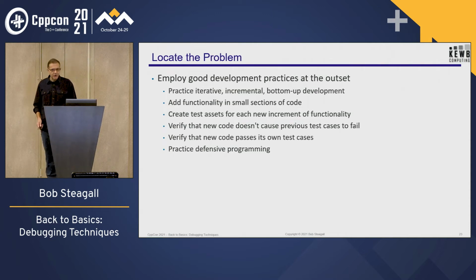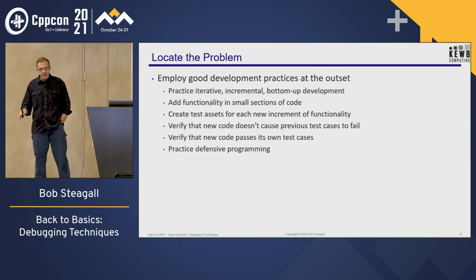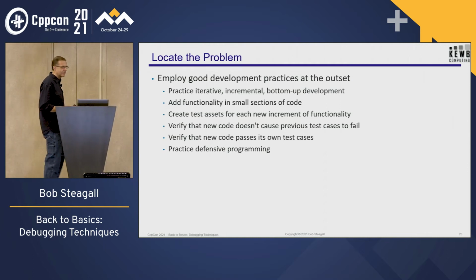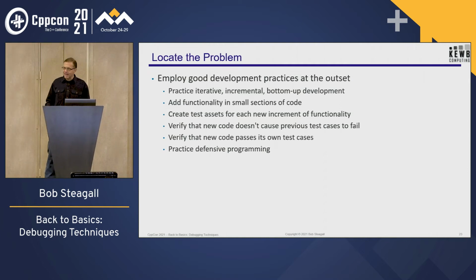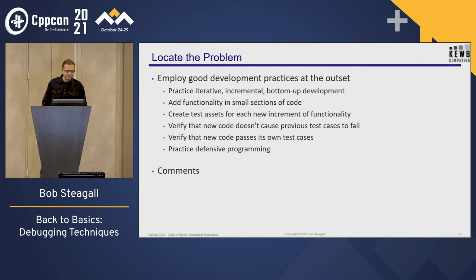Practice defensive programming. You all know what defensive driving is. Assume that every driver on the road is out to get you. Well, you should assume that the code is out to get you and everybody else in the world is out to get you. And if you adopt that attitude, you're less likely to create problems.